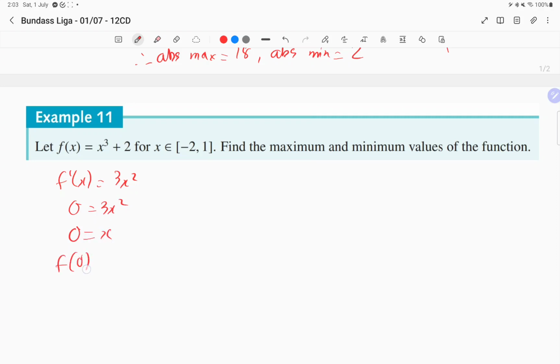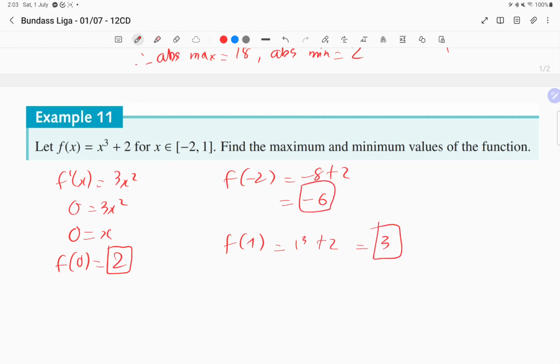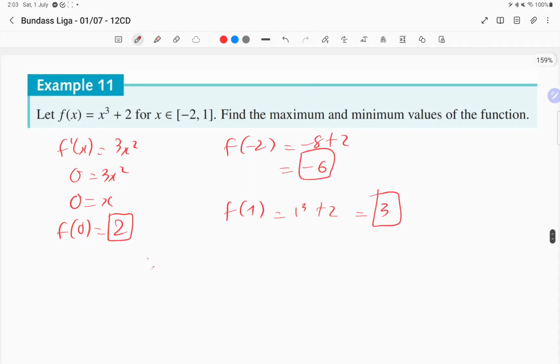So then we find f of 0, which is 0 cubed plus 2. That would be 2. All right, so that's one of the points. And then we find f at the starting point, negative 2, which is negative 2 cubed, that's negative 8 plus 2, which is negative 6. And then f at 1 would be 1 cubed plus 2, that would be 3. Highlight all the points here. Then literally just look at the maximum: absolute maximum equals 3, and absolute minimum equals negative 6.